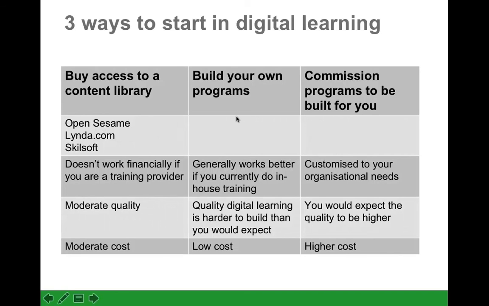Build your own programs is actually possibly the most complicated way to start because of that skill set I just talked about a few moments ago. Commissioning your own programs is the most expensive way to start, but you make sure that it meets your business needs and your business requirements, and is sometimes a fast way to get started. It really depends on what type of organisation you are about whether or not you'd get started and where you get started. So I'll hint at it that if you're a training organisation, you wouldn't start here, but you'd probably start with a combination of these 2.